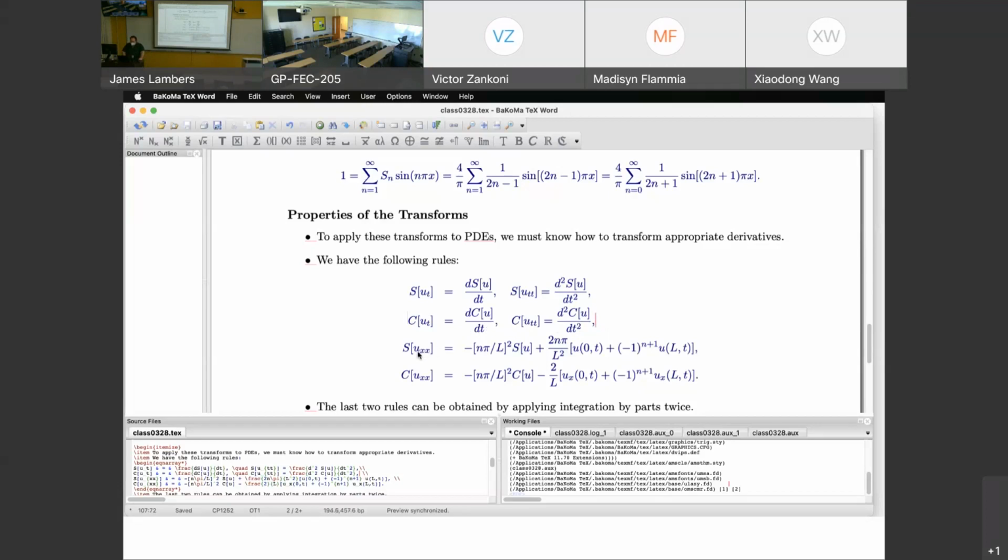There's a different story for derivative with respect to x. Now, if you take the second derivative of cosine or sine n pi x over L, what you will get is that function itself times the scaling factor minus the quantity n pi over L squared. So the transform of the second derivative is this scaling factor times the transform of the original, but you must include these boundary terms.